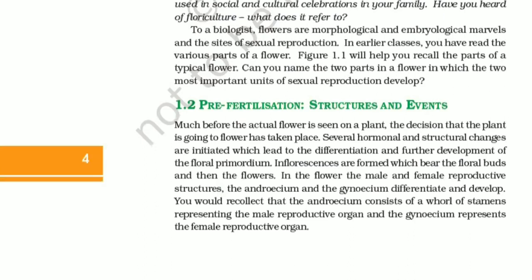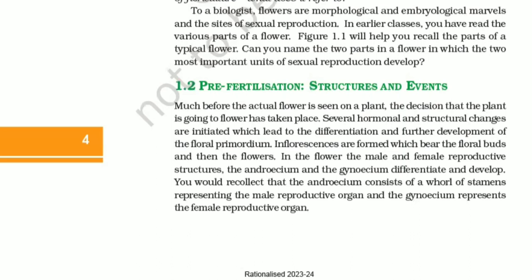1.2 Pre-fertilization, structures and events. Much before the actual flower is seen on a plant, the decision that the plant is going to flower has taken place. Several hormonal and structural changes are initiated, which lead to the differentiation and further development of the floral primordium. Inflorescences are formed, which bear the floral buds and then the flowers.